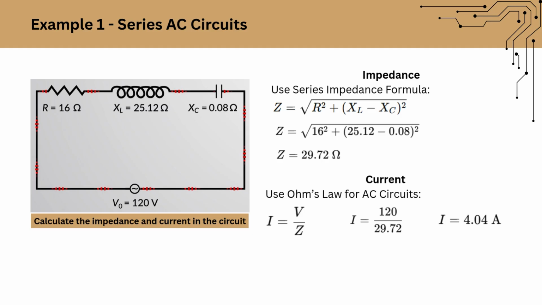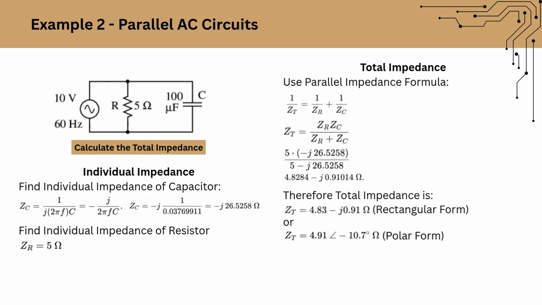In this example, we're given the resistance and reactance values. We can substitute these into the series impedance equation to find the total impedance, which is 29.72 ohms. The total current is then calculated by dividing the total voltage of the circuit by the impedance, giving a current of 4.04 amps.